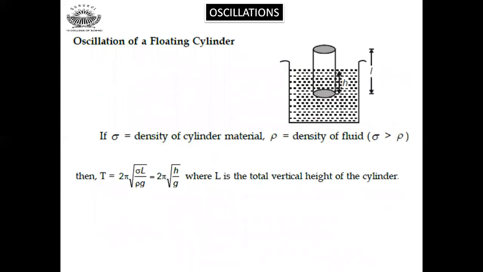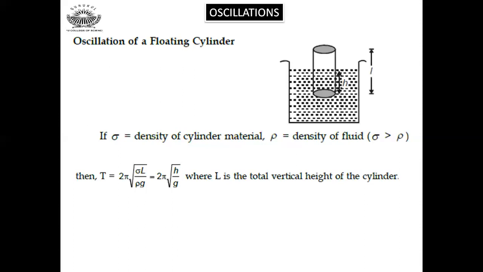Oscillation of a floating cylinder. Many times you observe that a body which is not able to sink completely will float on the surface of the water, and it has a time period with which it will oscillate about its mean position. Here rho is the density of the fluid and sigma is the density of the cylinder. Here sigma is greater than rho. This is the consideration, only then it will float. So T equals 2 pi root of sigma L divided by rho g.